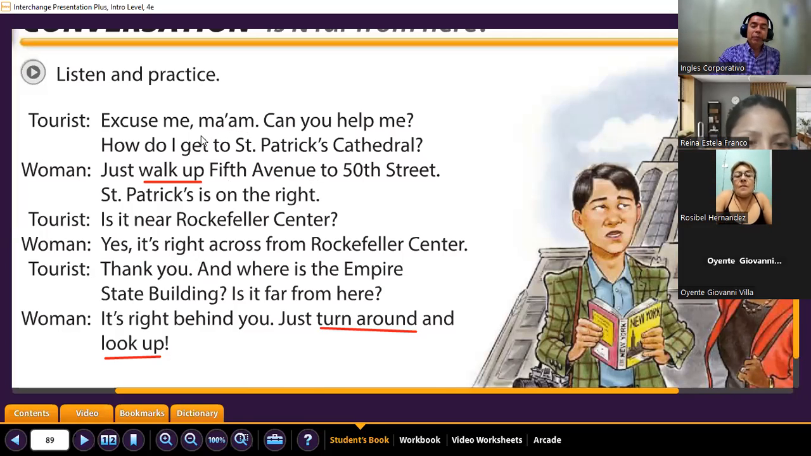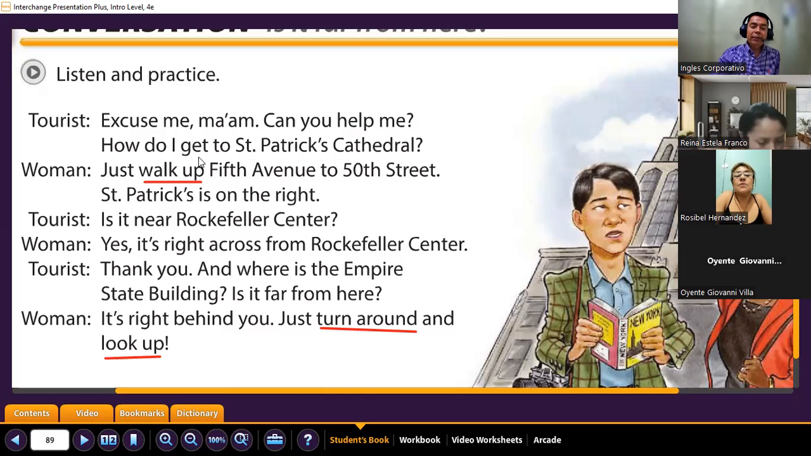Okay, again, repeat, please. Excuse me, ma'am. Can you help me? How do I get to St. Patrick's Cathedral?